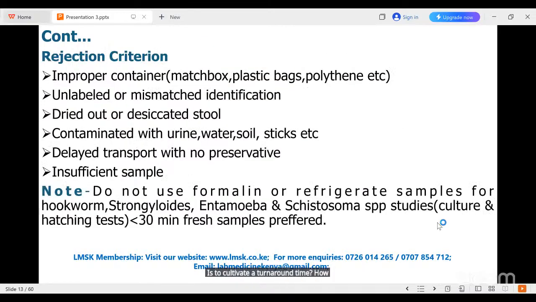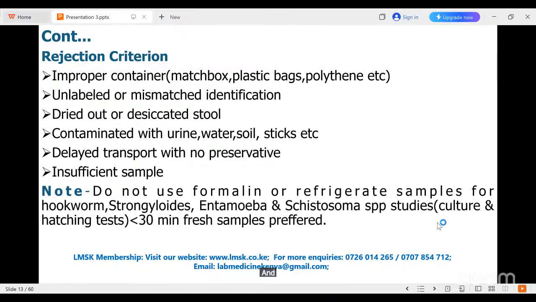How do we reject samples before we do analysis? If they are in an improper container, matchbox, plastic bags, etc., always reject. If they are unlabeled or mismatched, always reject. Dried or desiccated stool samples, always reject. Contaminated with urine, water, soil, sticks, always reject. Delayed transportation, no preservative: it was collected yesterday and they want to bring it today, you have to reject. Or it was collected in the field and they forgot to put in a preservative before they bring it for analysis, always reject.